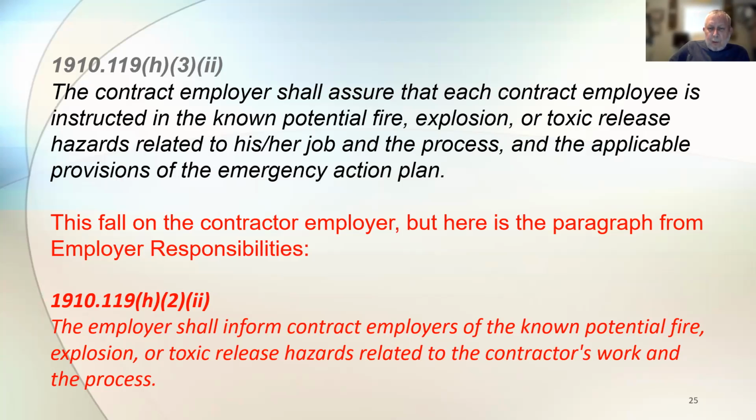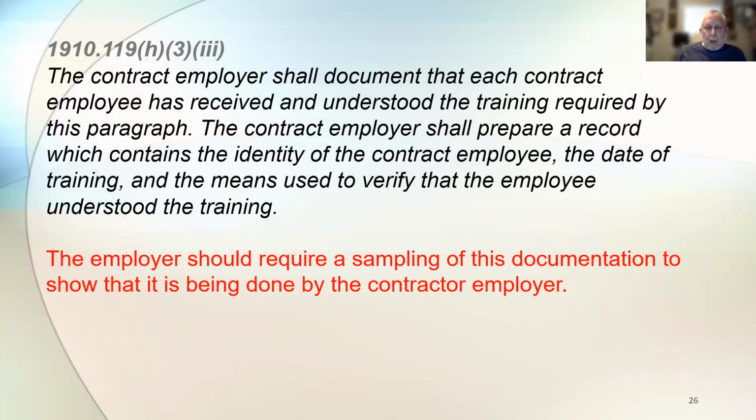This falls on the contract employer, but here's a paragraph from employer responsibilities. So this is the employer. So you get the flow here. The employer shall inform the contract employers, and then the contract employer shall inform his or her employees. So the information goes to the employer, and the contract employer to the contract employees. The contract employer shall document that each contract employee has received and understood the training required by this paragraph. The contract employer shall prepare a record which contains the identity of the contract employee, the date of the training, and the means used to verify that the employee understood the training.